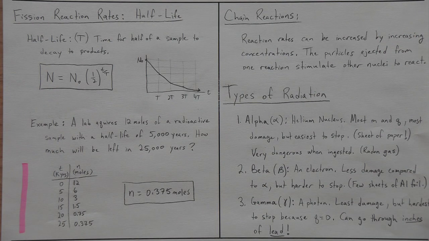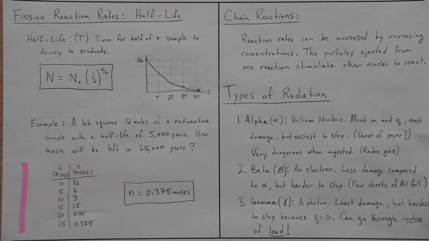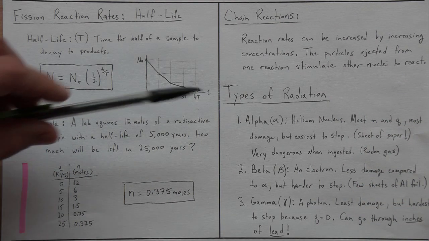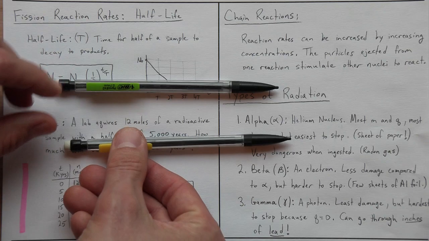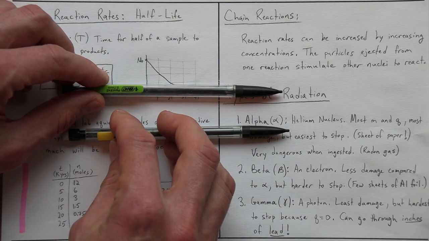In nuclear reactors that make electricity, you're not making it that dense, but you have all these rods, like I could have these pencils here, rods of radioactive uranium, and the closer you put them together, the faster the reaction rate goes.